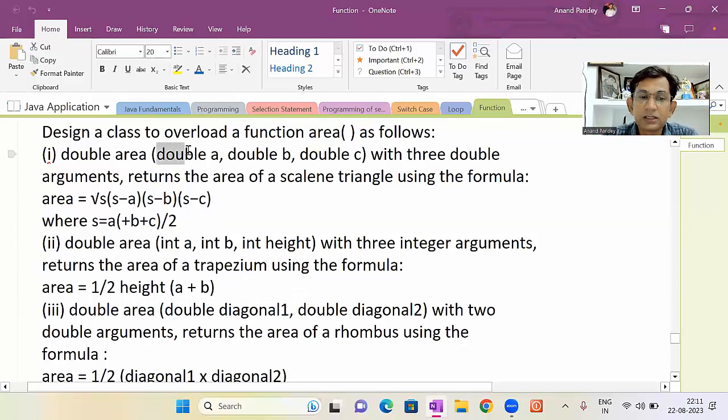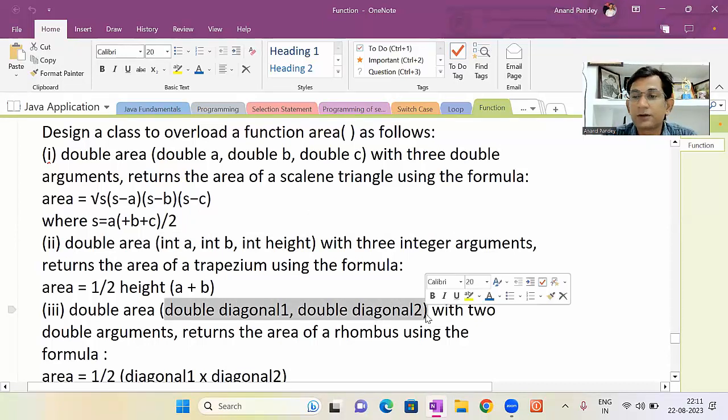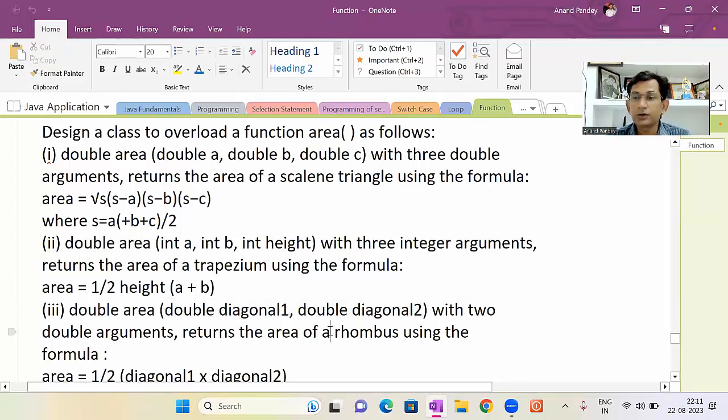You can see this function is requiring 3 double type values. This function is requiring 3 int type values. And this function is requiring 2 double type values. So their parameter lists are different, but their names are the same. So this is called function overloading. So you can see all 3 functions have the same name and different parameter lists. What to do in each and every function is given in the question. If you go through that, it is given.